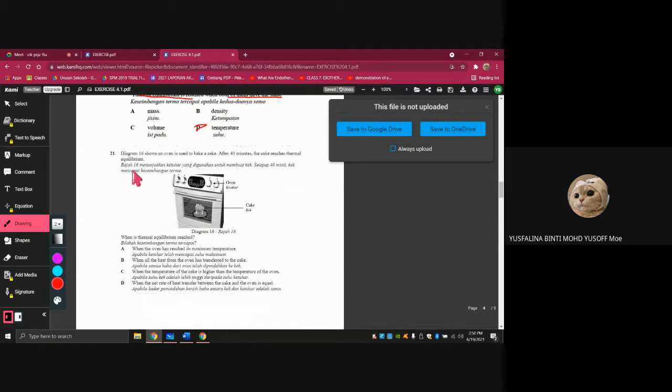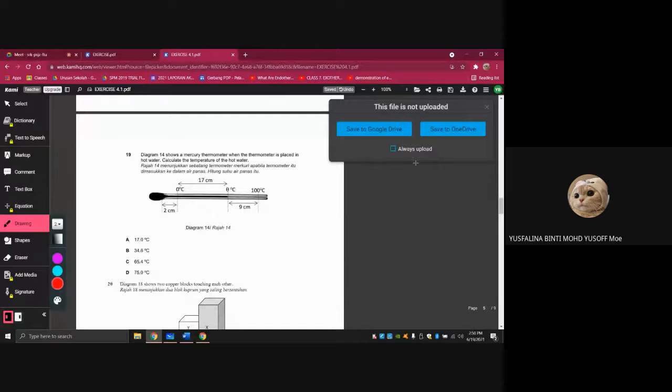Okay, for number 21, I noticed some of you answered D, right? Actually, for number 21 there is no answer for it. The answer should be zero, not equal. Not some of you, all of you answered D. But remember, this one is wrong, because the net rate of heat transfer is zero, not equal. So for number 21, no answer. That's why I didn't take number 21.